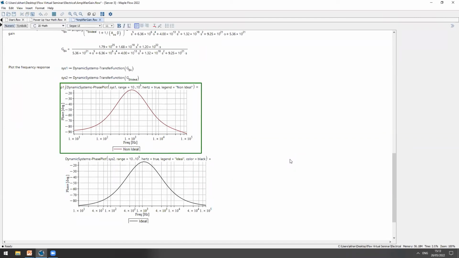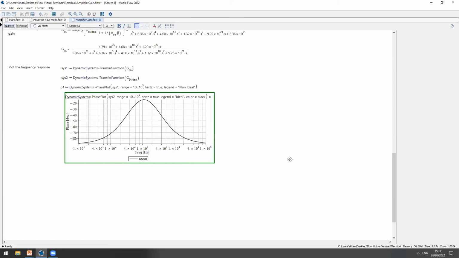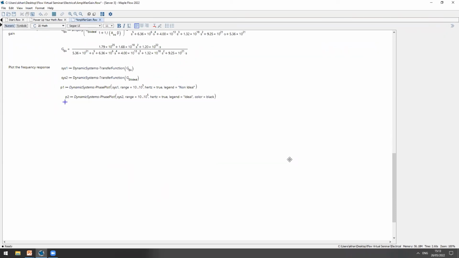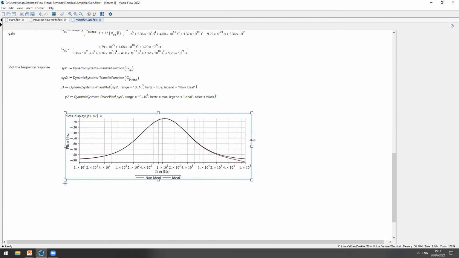So I'm going to assign the result of this plotting call to P1. Let's remove some white space there. I'll assign the result of the second plotting call to P2. And now I can overlay one plot on top of the other with the display command. And there, let's increase this in size. And you can see that the non-ideal and the ideal response only really differ at the higher frequencies.